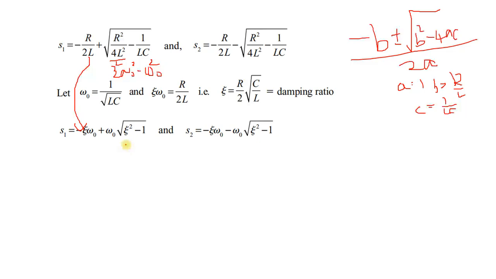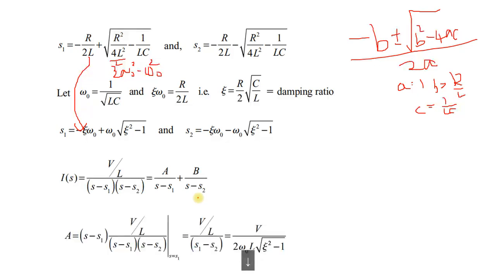Now you substitute these roots in the previous equation, I of s, which is equal to v by l divided by s minus s1 into s minus s2. Now you apply the partial fraction method, which is equal to a divided by s minus s1 plus b divided by s minus s2. So in order to find the value of a, substitute s equal to s1. Therefore, this should cancel each other. Now, instead of s, you substitute s1.